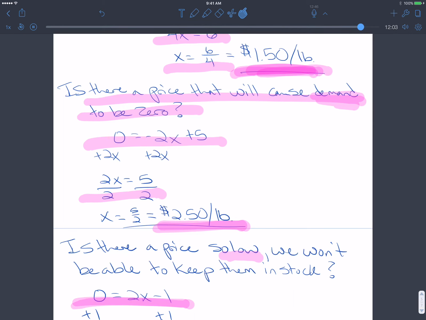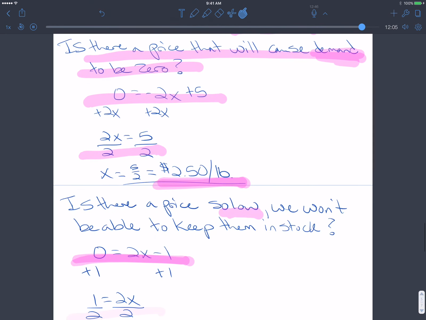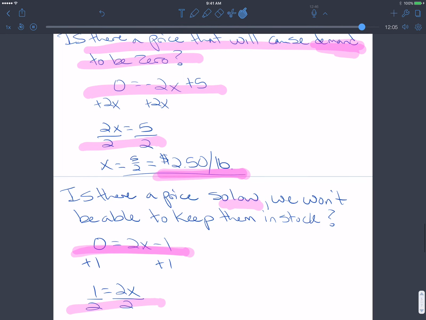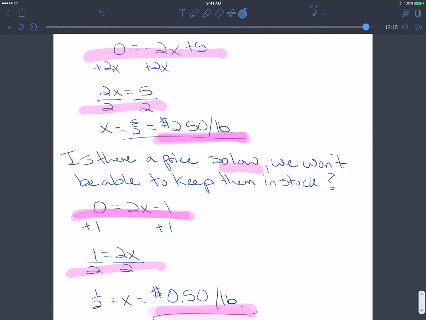So 0 equals 2x minus 1. Now the 1 is negative, so I add 1 to both sides, and I have 1 is equal to 2x. Divide both sides by 2, and 1 half is equal to x, or that corresponds to 0.5, or 50 cents per pound.